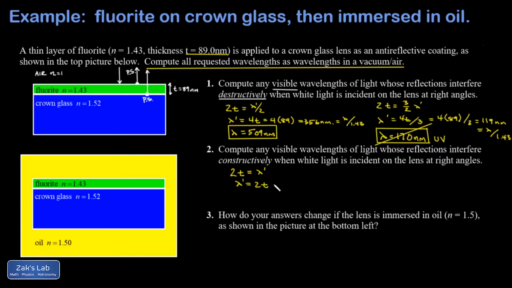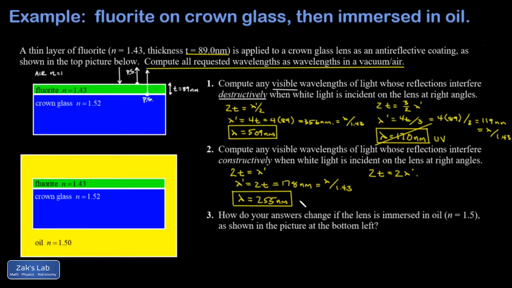And I get lambda prime is equal to 2T. That's 178 nanometers. And again, that's the wavelength in vacuum over the index of refraction for the material. I get 255 nanometers. And that's going to be the longest wavelength of light that interferes constructively through this thin film. Because if I look at my next order constructive interference, that's when two wavelengths fit into twice the thickness of the film. In other words, I'm talking about a wavelength that's half as much.